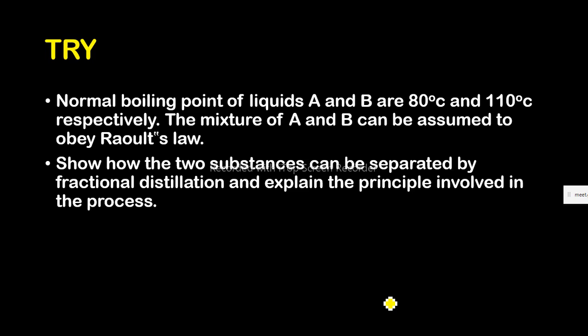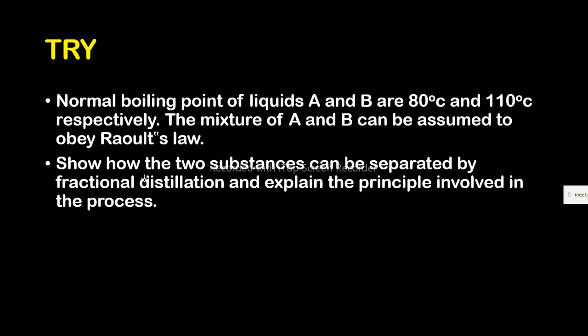So now let's try out this. Just a few minutes should be enough to do this really. If I try to interpret the question for you, you have the normal boiling points of liquids A and B as 80, and so between these two, which one is more volatile? The one which boils at the lower temperature. So A is more volatile than B.